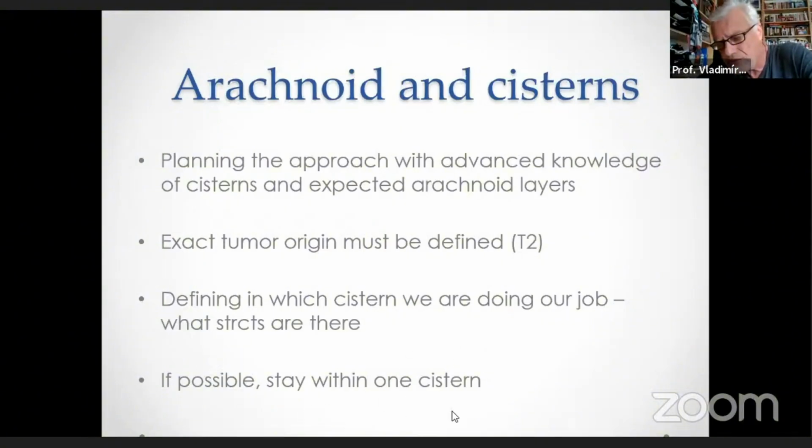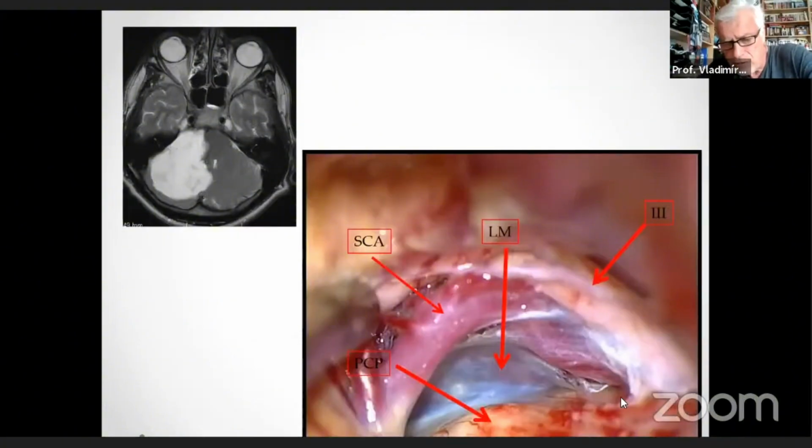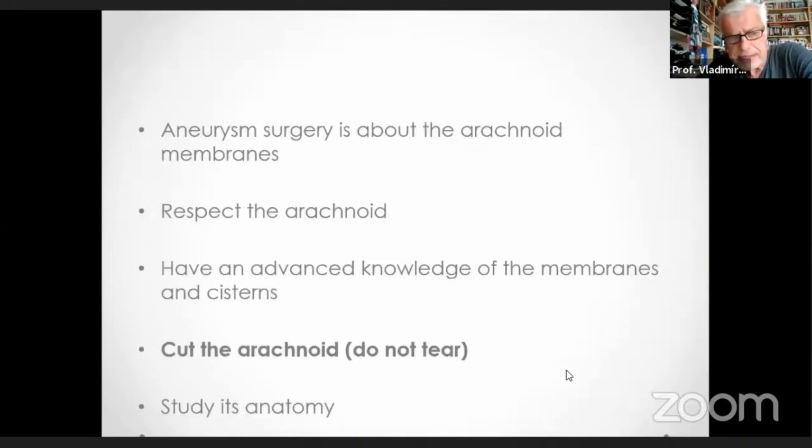Don't cross the border to the other system. Don't leave the carotid system in anterior clinoid meningioma. Stay within one system if possible, not always. And respect the barrier. In this case, this is the Liliequist membrane as seen from posterior. This is the posterior clinoid process, superior cerebellar artery, and the third nerve. So this is where we are usually coming from, posterior or anterior, it doesn't really matter.